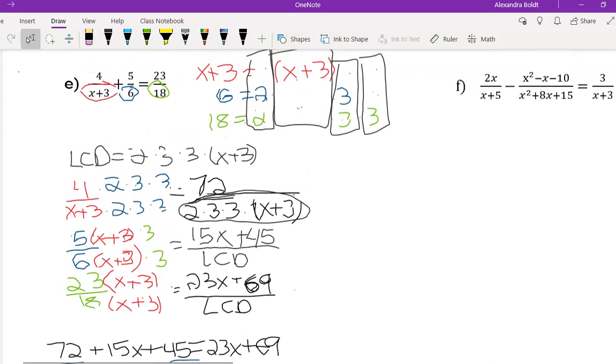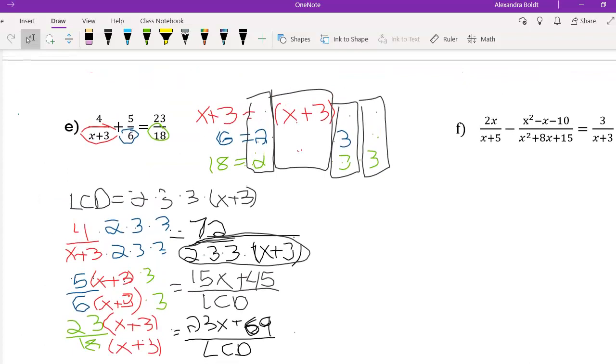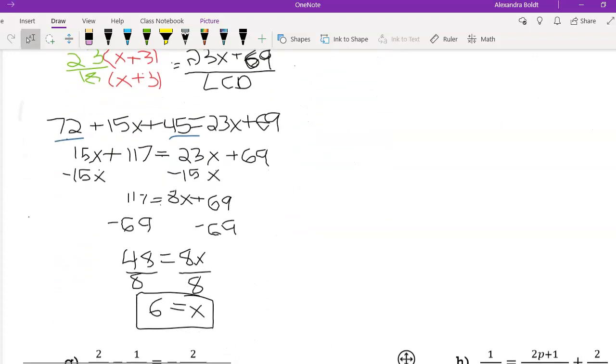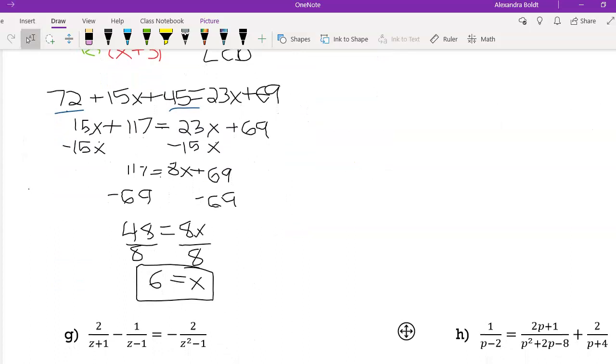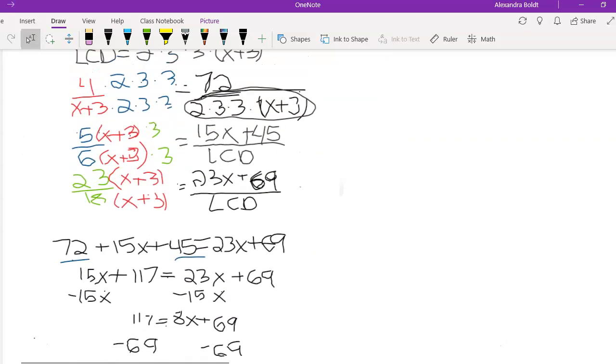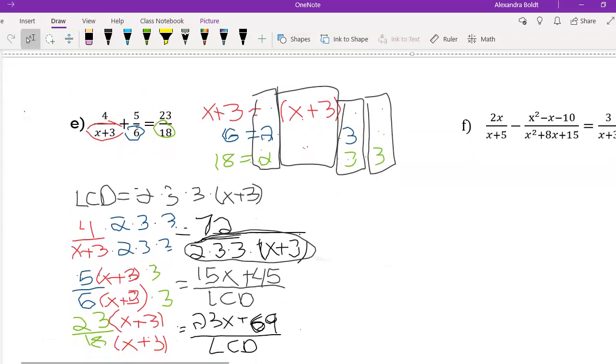Okay. Go back up here. If I plug 6 into here, well, 6 plus 3 is 9. That's not 0. 6 is 6. That's not 0. 18 is 18. That's not 0. So this is good. This makes none of our answers 0, so that answer does work.